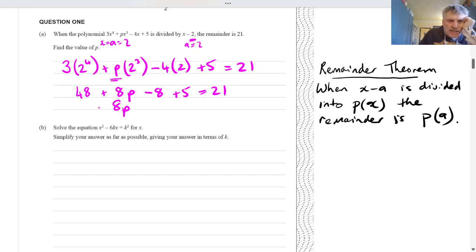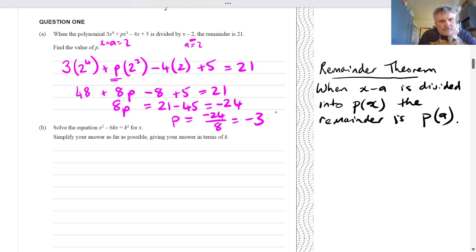So we've got 8p here. 48 minus 8 is 40, plus 5 is 45, so 8p will be equal to 21 minus 45, which is negative 24. Divide through by 8, so we get p is negative 24 divided by 8, which is negative 3. So that's just a straightforward application of the remainder theorem.